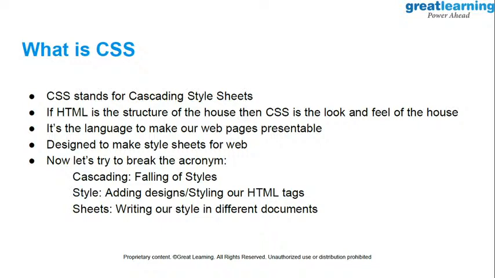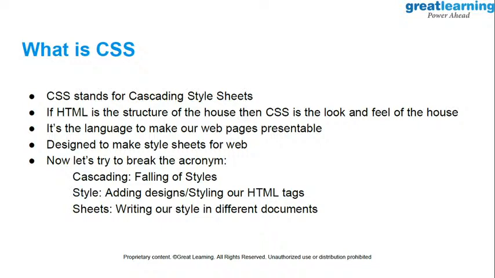What does this mean? Cascading means falling of styles. We will cover this cascading part at the end, maybe after covering some parts, then it will make much more sense. So cascading means falling of styles. Style means styling our HTML page, adding designs and all those things, right? Background, box, everything, right? And sheets means writing our style in a different document.